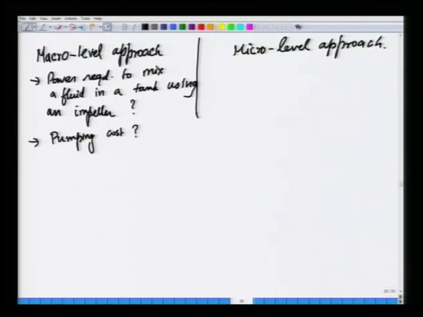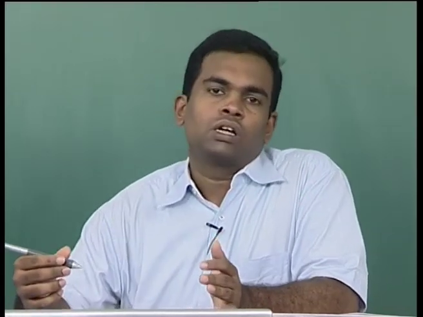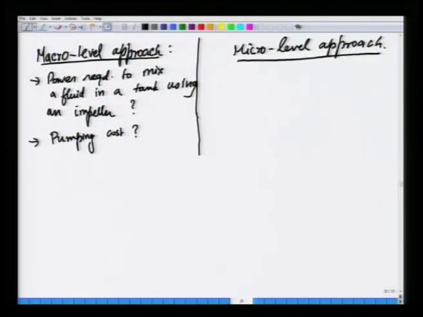These are macro level questions, because it is not required, as we will see as we go along, to know the detailed flow that is happening in the mixing tank or in the pipe to answer these questions. Having detailed information will not hurt, but it is not necessary, and we will also see that in engineering problems it is often not possible to have detailed information about flow fields. So, there are cases where we can successfully use macro level approaches in engineering design, whereas the micro level approach will involve the detailed structure of the flow.